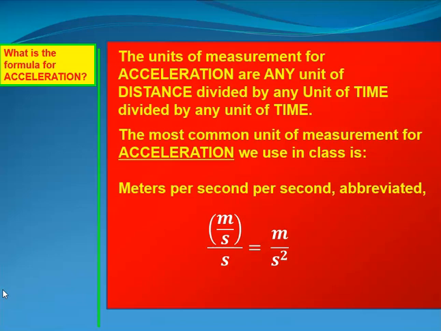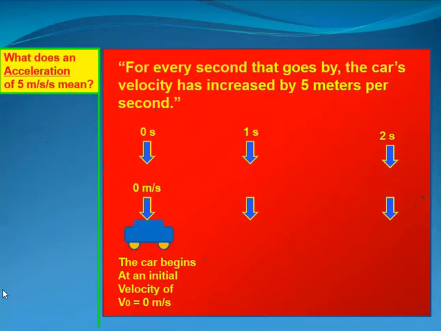That's the way we think of acceleration. So the velocity is changing, it's getting greater for every second that goes by. But it could also be slowing down or changing direction. The last one we'll talk about in a moment. Okay, so that can also be expressed as meters per second squared. So first the question is, what does an acceleration of 5 meters per second squared mean? Think about it, because that's kind of a confusing unit of measure. For every second that goes by, the car's velocity has increased by 5 meters per second. That's what 5 meters per second squared means.